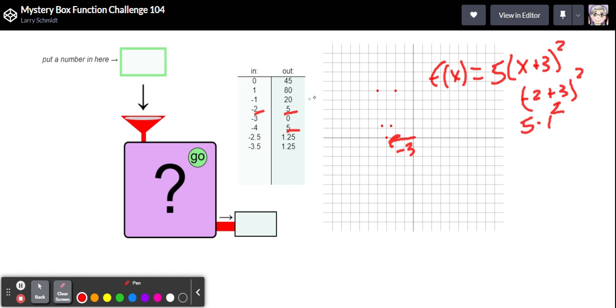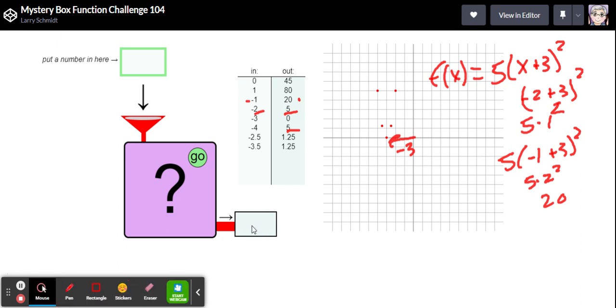Let's put in, let's say, a -1. So if I put in a -1 in 5 times the quantity x plus 3 squared, well, -1 plus 3 is 2. So 2 squared times 5. That's 5 times 4 is 20. And that's what we're getting when we put in a -1. So I think we've got that. This does look narrow enough that a big number like 5 is a likely multiplier. So I think it's a pretty safe bet here.